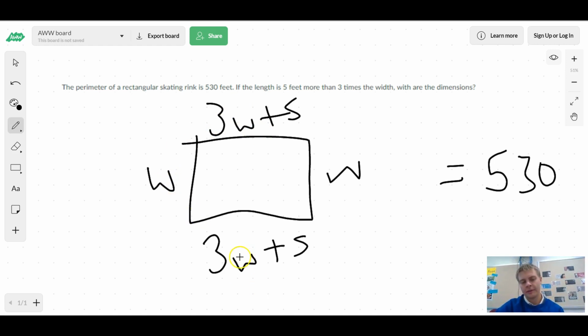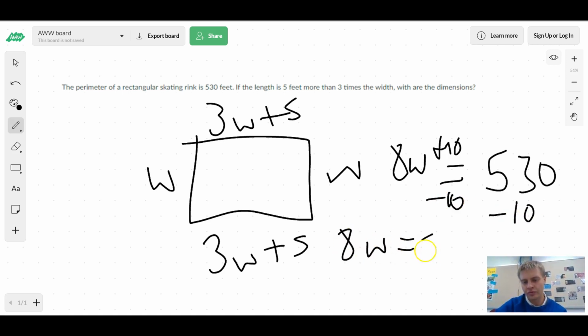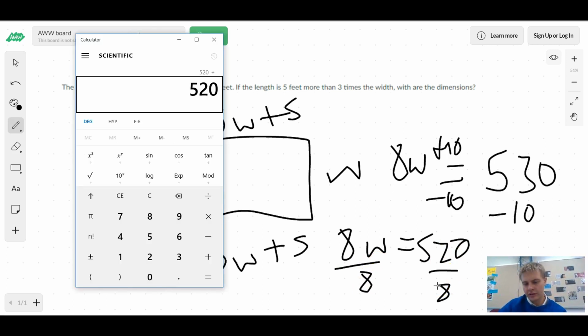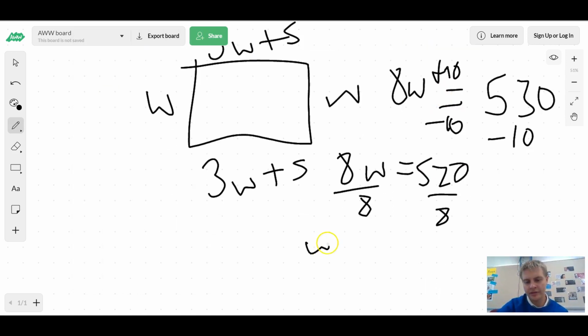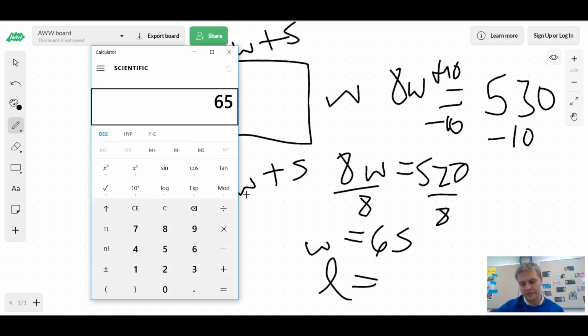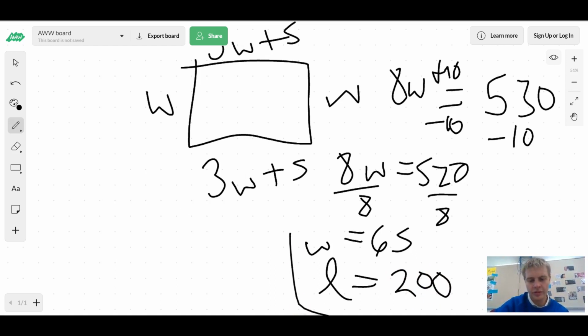Just like in the last problem, I count up my W's. So I have 3, 4, 7, 8. So I have 8 W's. Then I count up my numbers. 5 and 5 give me 10. Then I solve. I subtract 10 from both sides. I get 8W equals 520. I divide by 8. I let the calculator handle that instead of doing that in my head. So I'd have W equals 65. Again, if you're asking yourself how you're going to find length now, this formula will tell me how to find it, which is 65 times 3 plus 5, which for us would be 200. So that would be my answers for those two.